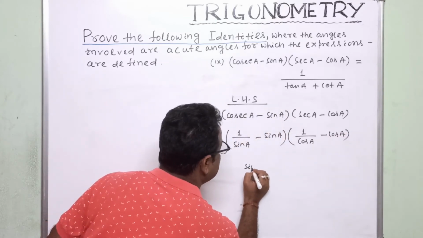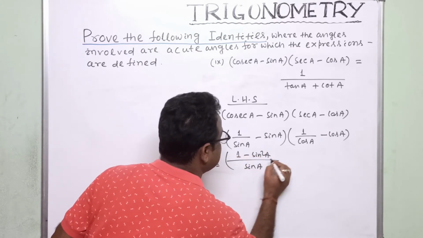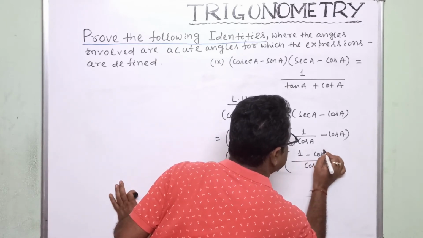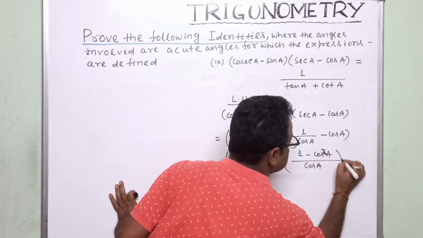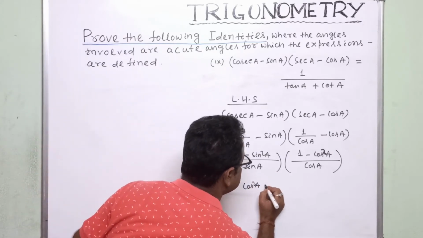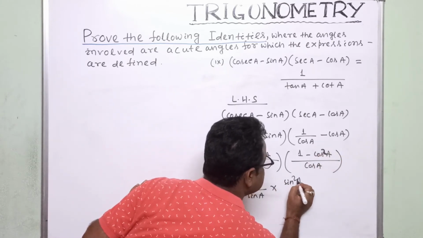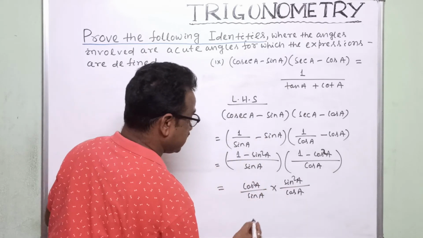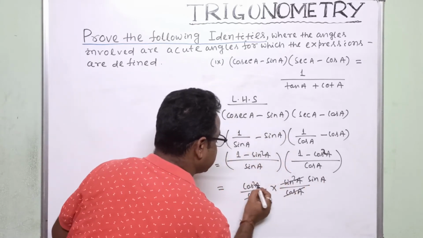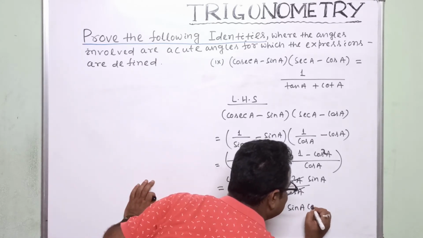That is equal to your sin A. LCM: 1 minus sin square A into cos A, LCM 1 minus cos square A. So 1 minus sin square A is your cos square A. Cos square A by sin A into 1 minus cos square A, sin square A by cos A. Now sin A: sin square A will get sin A, cos square A will get cos A. So that is equal to your sin A cos A.